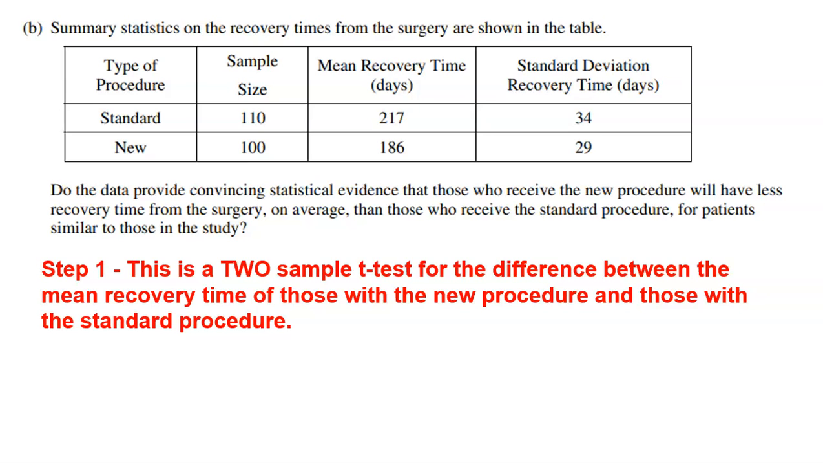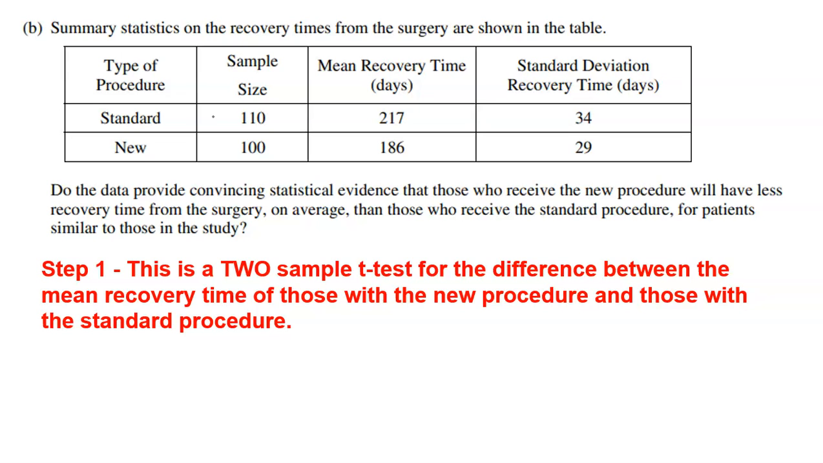Now Part B says, well, here's the data. We actually had 110 people get the standard surgery, 100 people get the new surgery, and here is the recovery time in days. I'm assuming we had a doctor that actually cleared them, so it was not just their own personal feeling of, yeah, I'm ready to start playing soccer again. So we have the mean recovery time for the group that got the standard surgery, and the mean and standard deviation for the group that got the new. So do the data provide convincing evidence that those who received the new procedure will have less recovery time on average than those who receive the standard procedure?